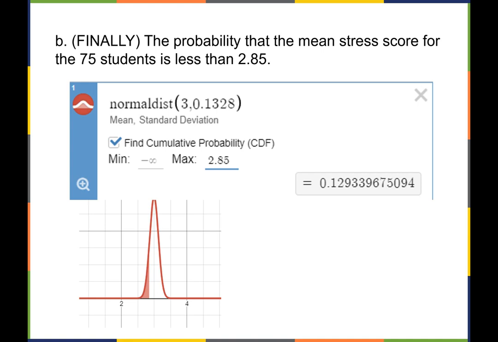Finally, we can now use Desmos to compute the probability that the mean stress score for 75 students is less than 2.85. So we use our parameters that we calculated for the sampling distribution with the mean of 3 and the standard deviation of 0.1328. We want to know the probability that the score is less than 2.85, that's this area right here, and we get a probability of 0.1293.